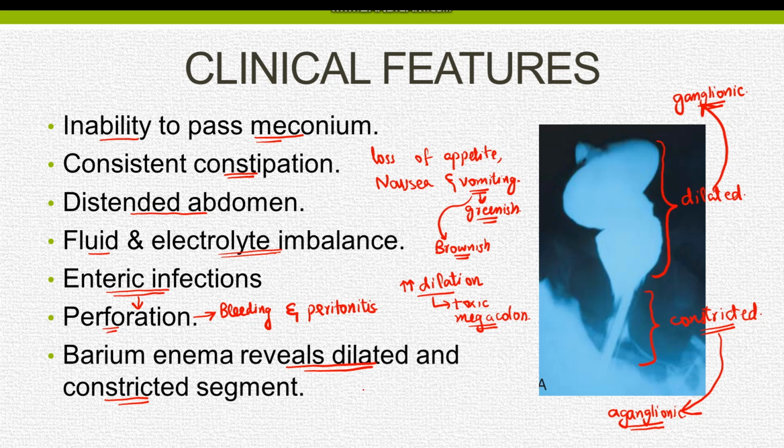The treatment of Hirschsprung disease is surgical resection of the aganglionic segment and anastomosing the two ganglionic portions together.